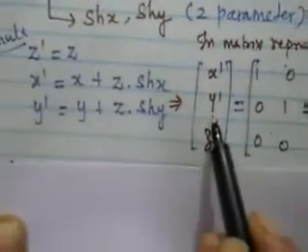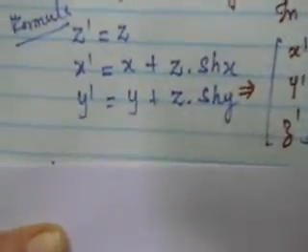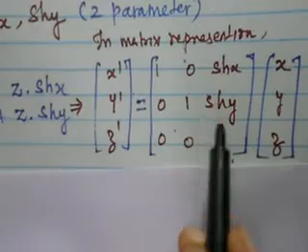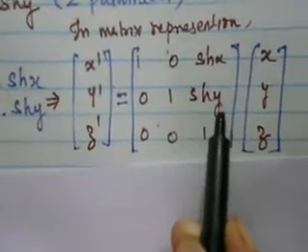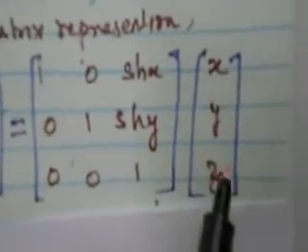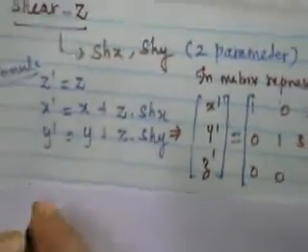Next we take y dash. Here there is no x value, so we substitute 0. Then there is y value 1, so 1. Then next z dot shy, that is the shearing parameter, so we have written it here. Next z dash is equal to z, so for the z component alone we substitute 1, the remaining 0. Then this is the old coordinate x, y, z. This is the way we form the matrix representation.